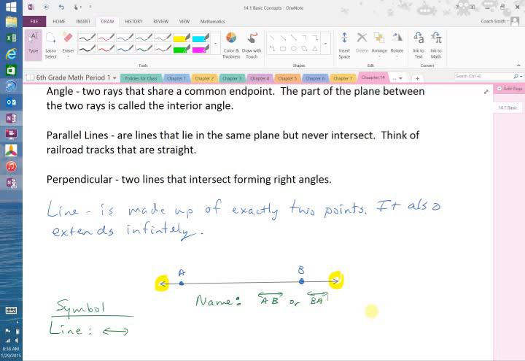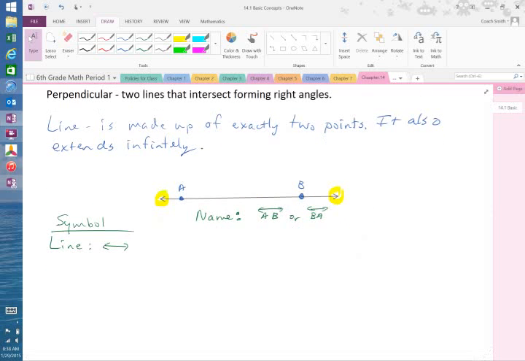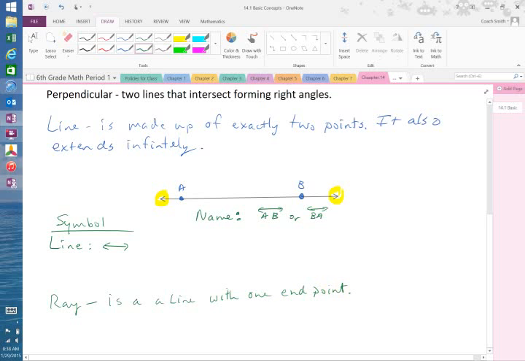Okay, now let's continue off of that. Let's talk about a ray. A ray is a line with one end point. Okay, a ray is a line with one end point.